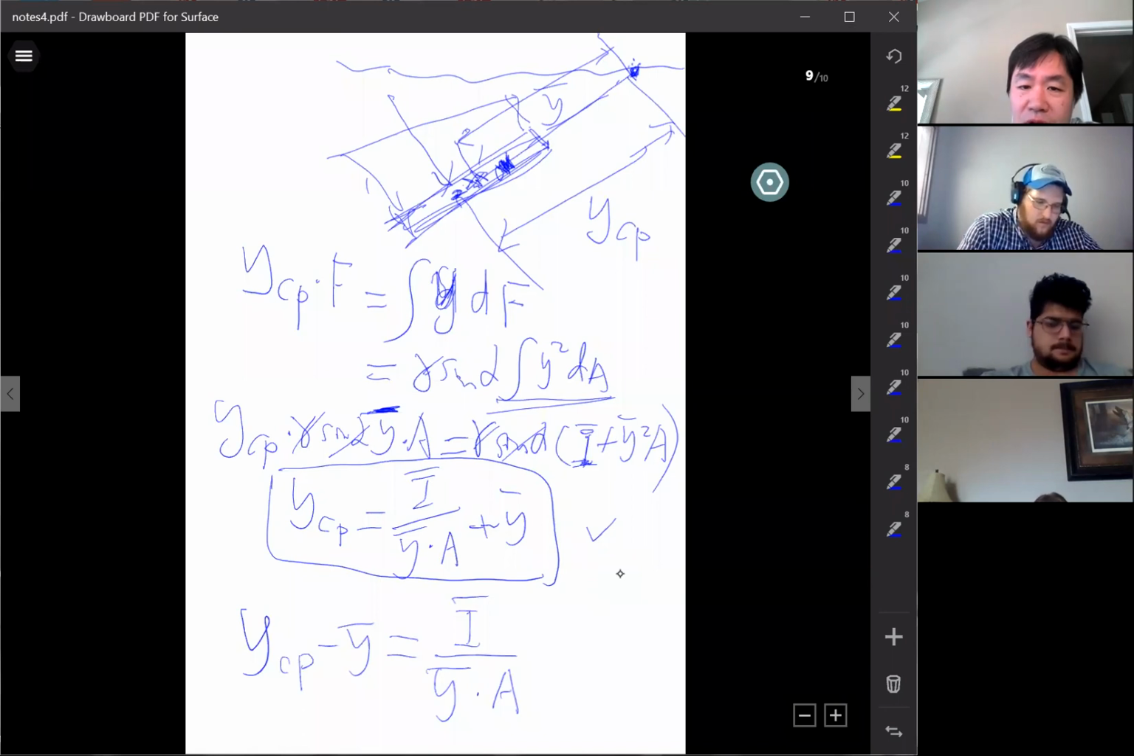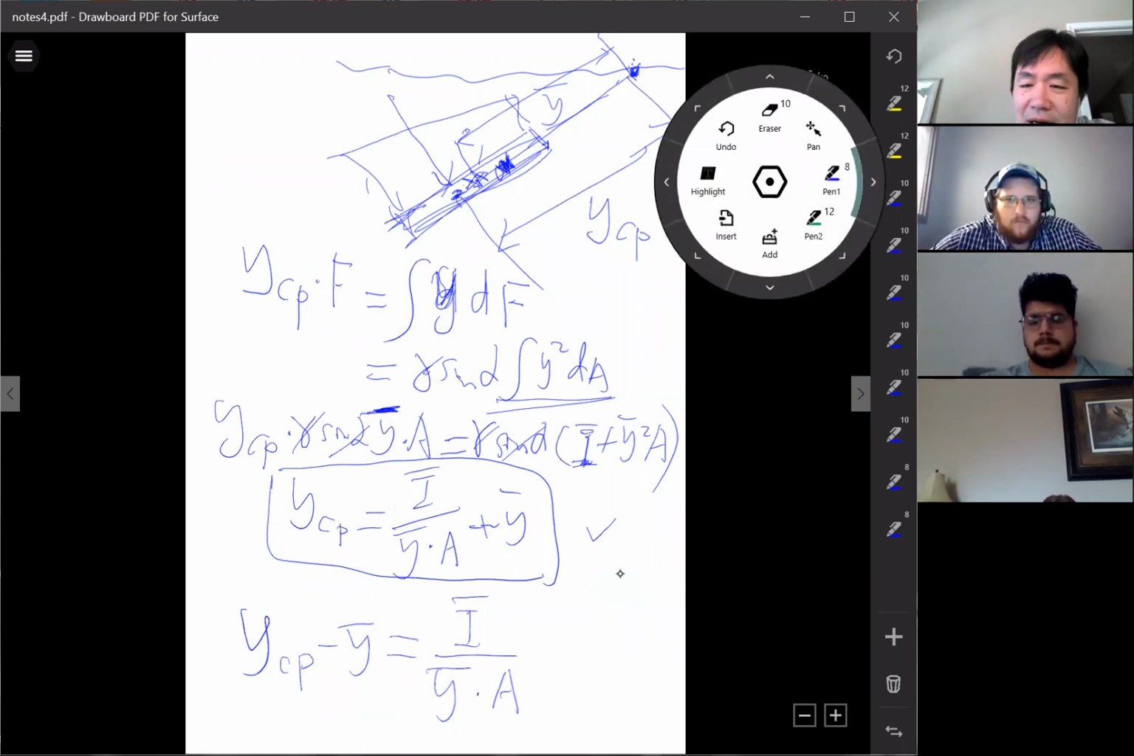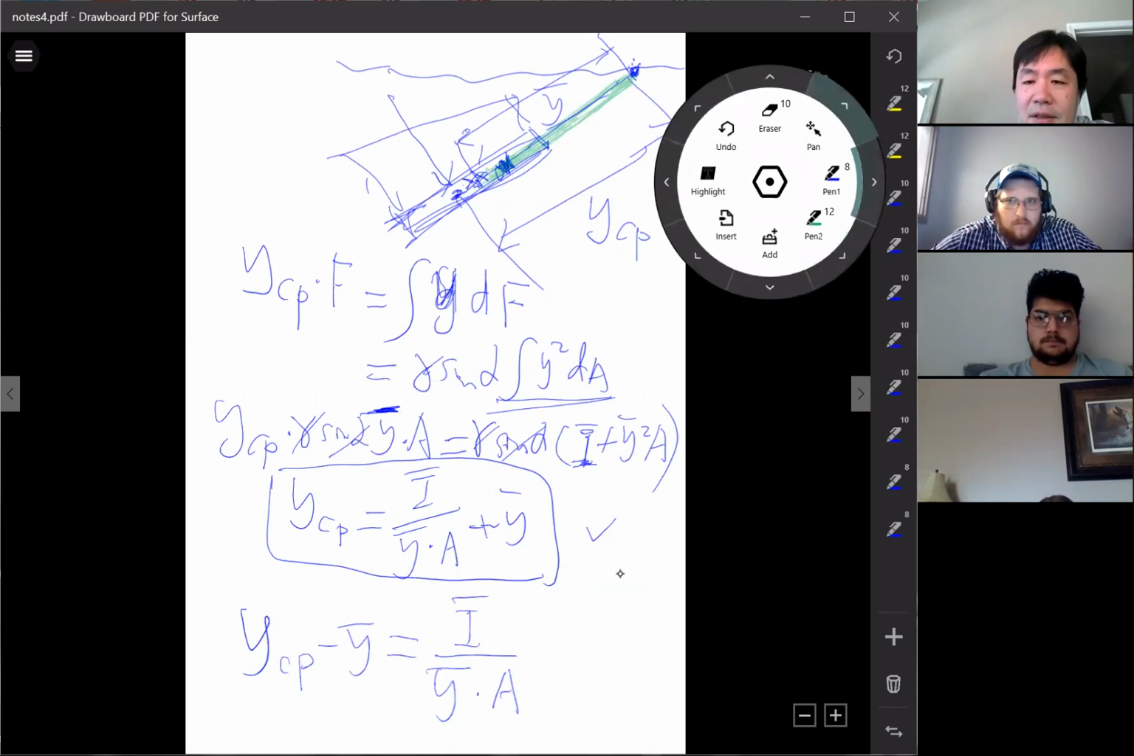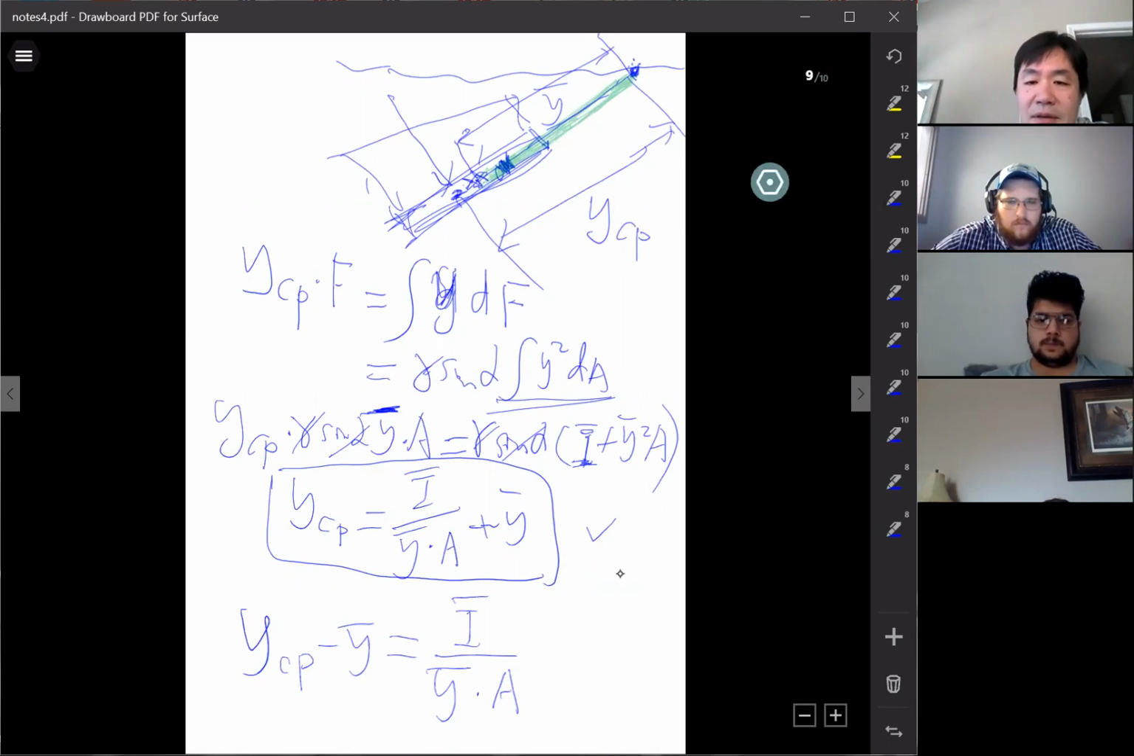So look at this drawing. This is the YCP. Where is Y bar? I also put it down here, Y bar, right? I can also use colorful pens here. Let's say the green one is Y bar, and the blue distance is YCP. I use thick colors. So tell me, what is YCP minus Y bar on this drawing?